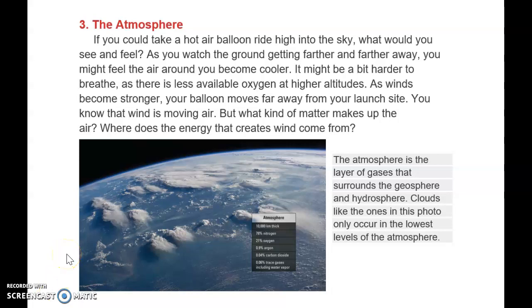Here we have the image. It has what the atmosphere is made of. It says it's 10,000 kilometers thick, 78% nitrogen, 21% oxygen, 0.9% argon, and just 0.04% carbon dioxide. The rest is trace gases, including water vapor.